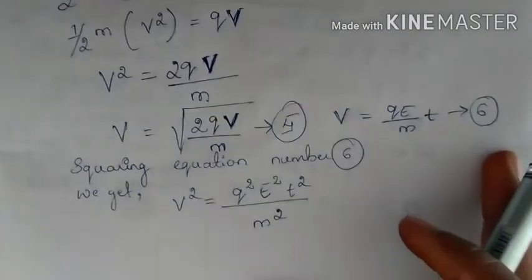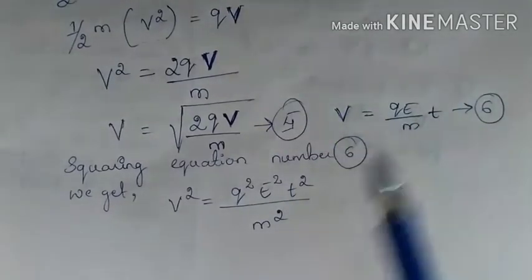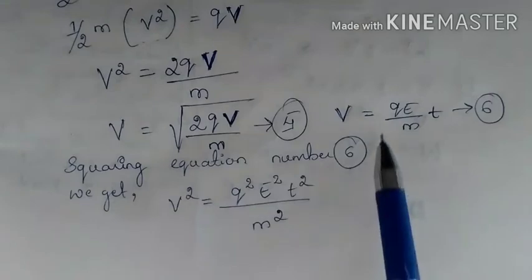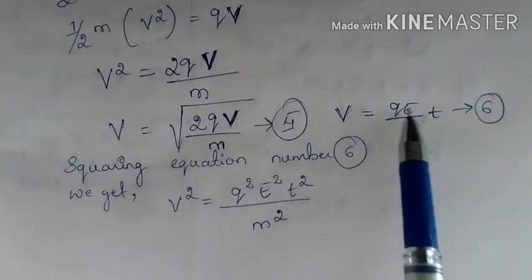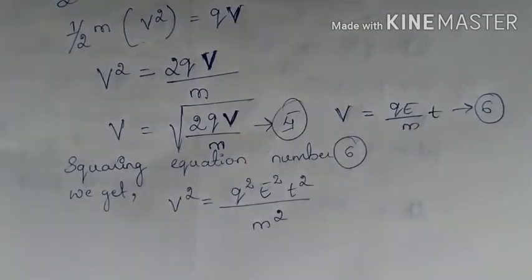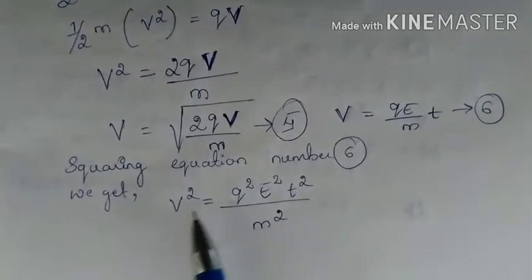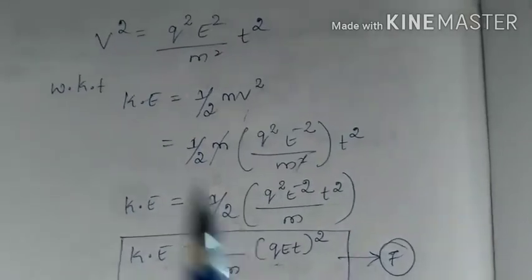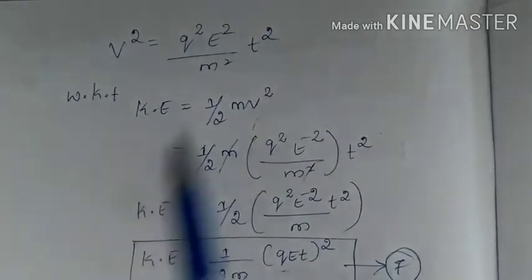So in our last class we learned the velocity of the particle in a uniform electric field. At that time we got v = QE by m multiplied by t, and if you take the square of this equation, then you get v^2 = Q^2 E^2 t^2 by m^2. So with that we can find the energy that is acquired by the particle.